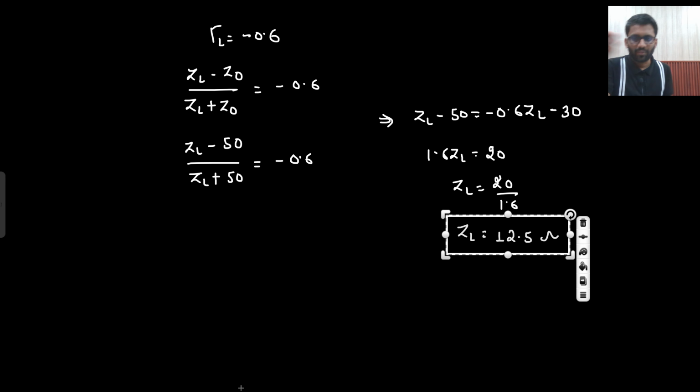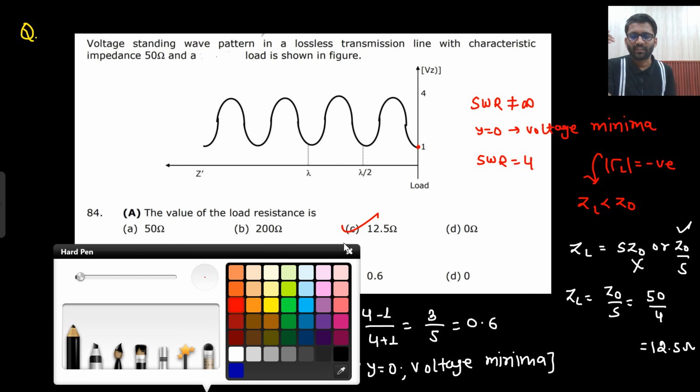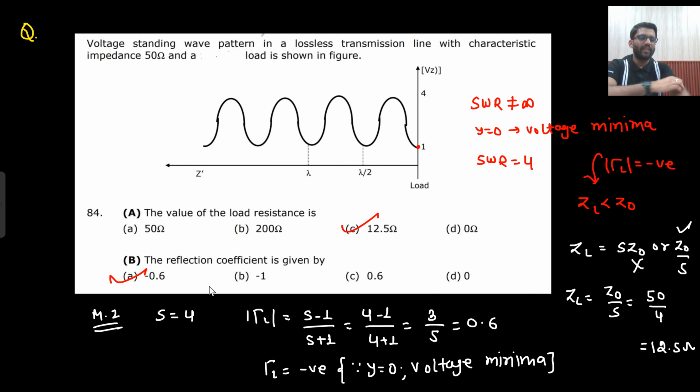But this will take a bit more time, right? So 12.5 ohm, and here you are getting reflection coefficient is minus 0.6. But if you are smart enough, you would get to know that the load is resistive. So I can apply the formula Z0 S or Z0 by S. How will I pick which formula I need to apply? By looking at the standing wave pattern.